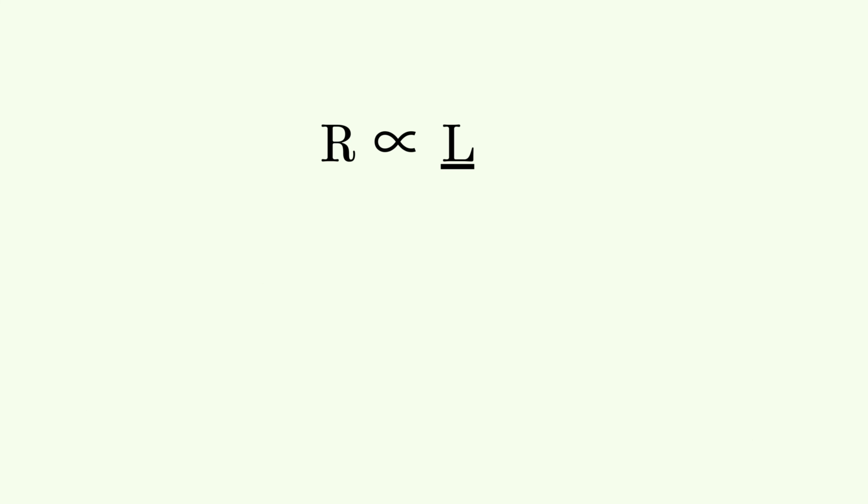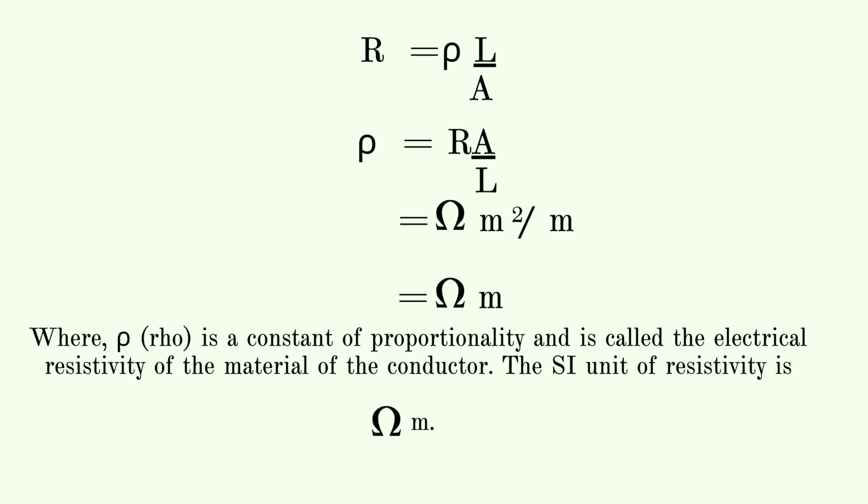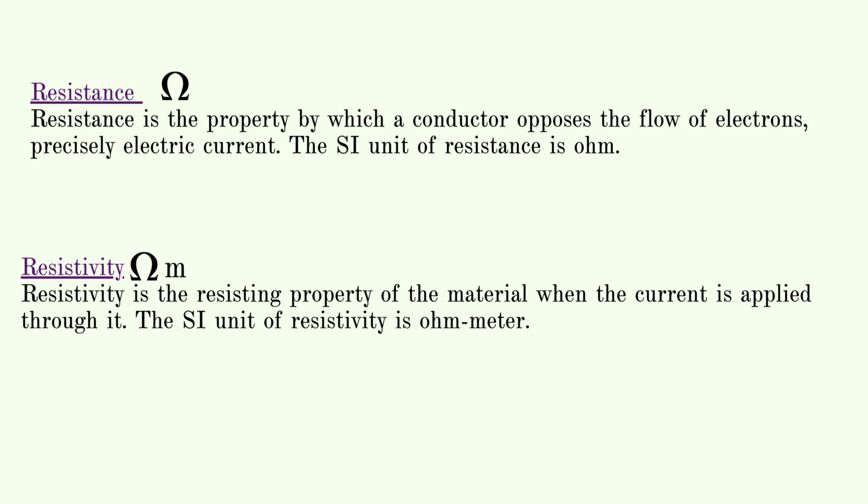Thus, resistance is proportional to length divided by cross-sectional area, or resistance is equal to rho times length divided by cross-sectional area, where rho is a constant of proportionality and it is called the electrical resistivity of the material of the conductor. The SI unit of resistivity is ohm meter.